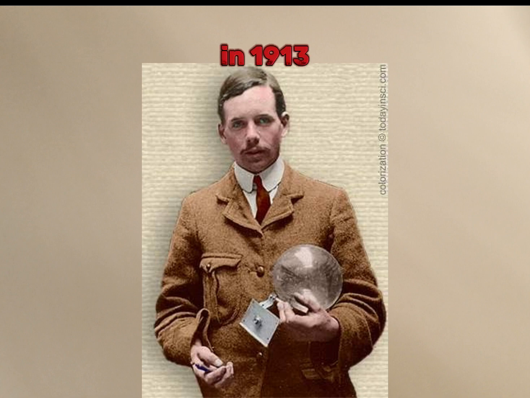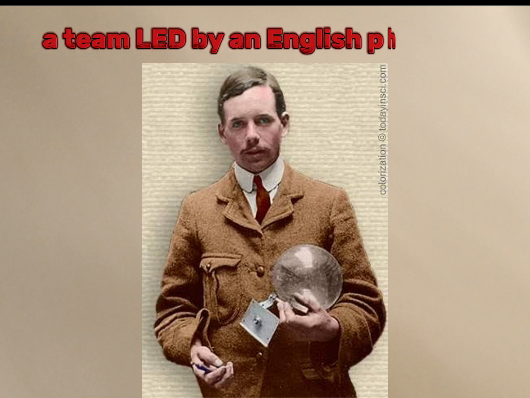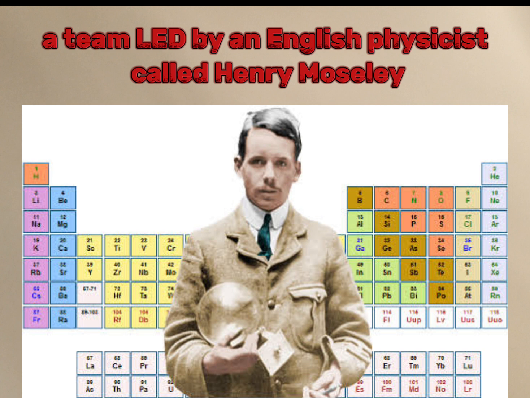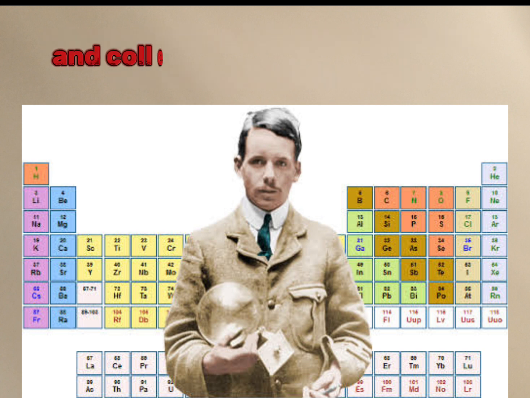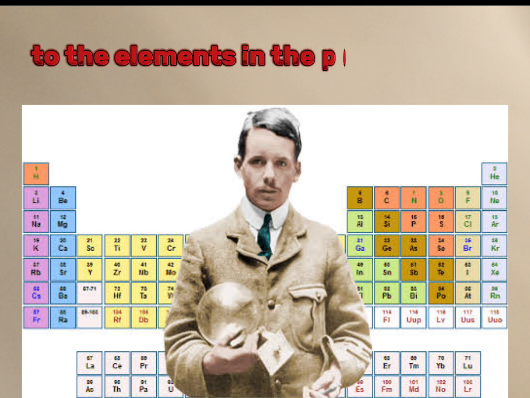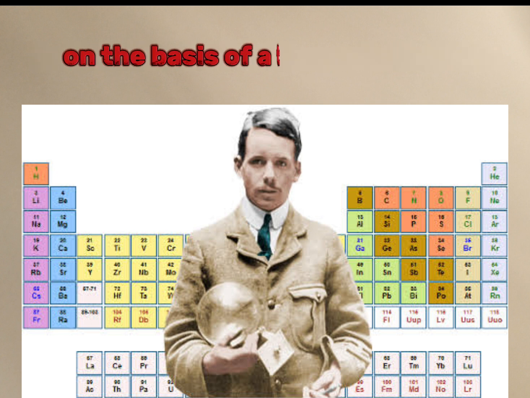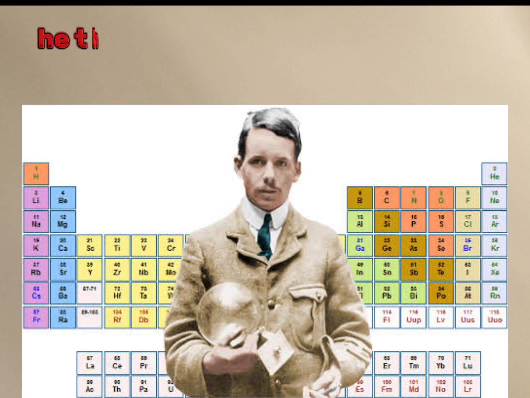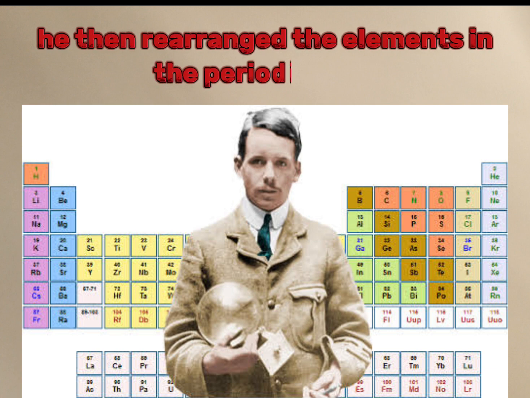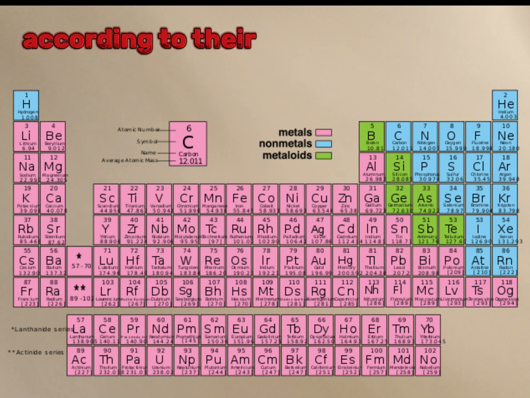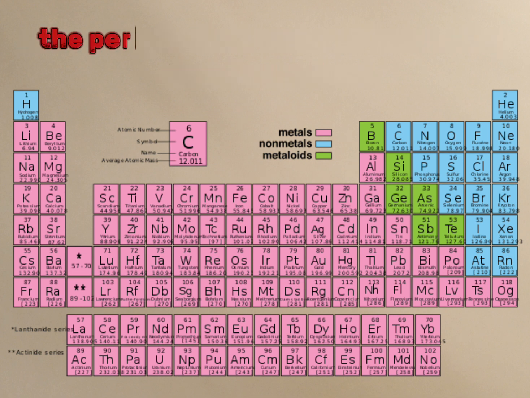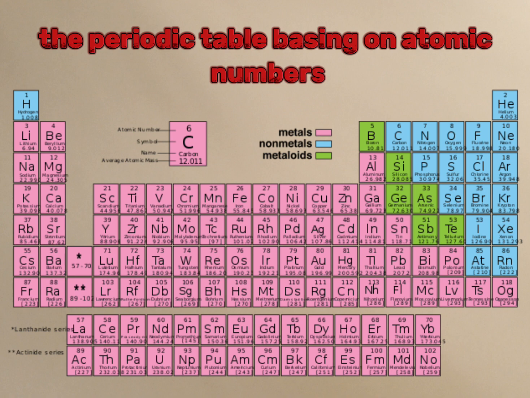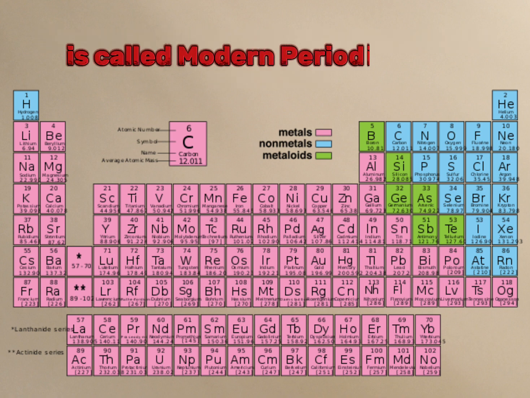In 1913, a team led by an English physicist called Henry Moseley used X-rays to measure the wavelengths of elements and correlated the measurements to the elements in the periodic table on the basis of atomic numbers. He then rearranged the elements in the periodic table according to their order of increasing atomic numbers. The periodic table based on atomic numbers is called the modern periodic table.